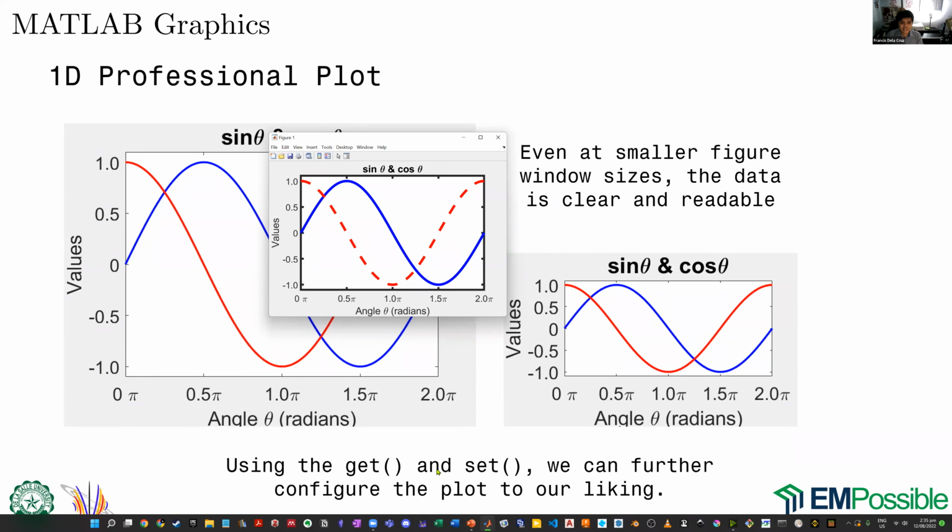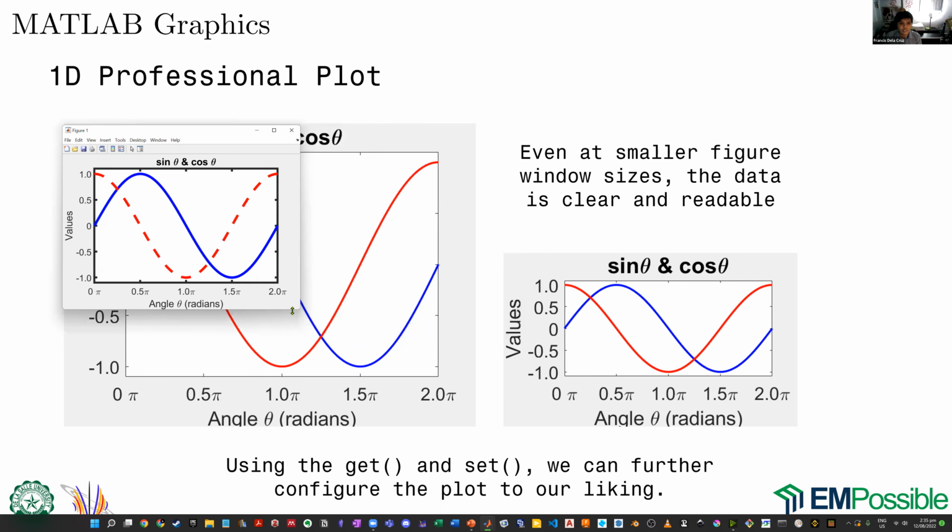So again, you can use get and set to change the properties of this. You can make it black, you can make the figure white, and so on. If you want to paste it in a publication that has a white background, change the figure color to white. Later, I will show you how to put LaTeX writings here, using the LaTeX interpreter. And that's it. So this is the 1D professional plot that we can now use.